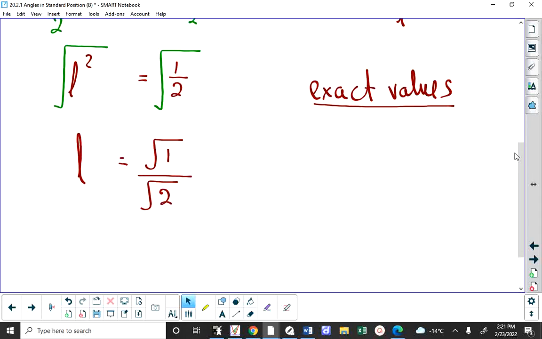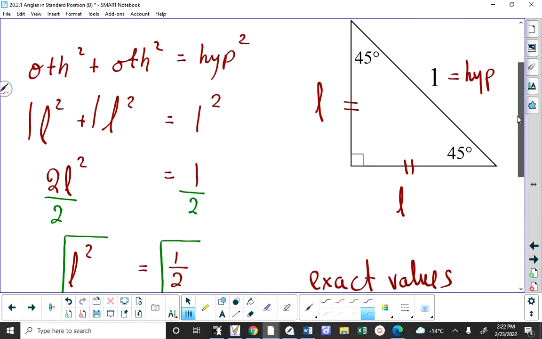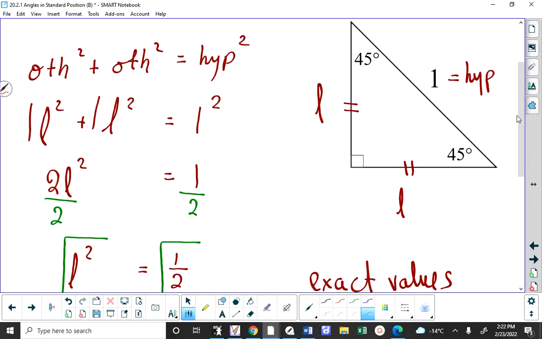Now, can I figure out what the square root of 1 is? Yeah, it's 1. So the square root of 1, the numerator of this, is just 1, and the square root of 2 is the square root of 2. What's the difference between the numerator and denominator? The numerator was the square root of a perfect square, so I can take the square root of 1. So what we have learned is that the exact value of the other two sides, if the hypotenuse is 1, is 1 over root 2.